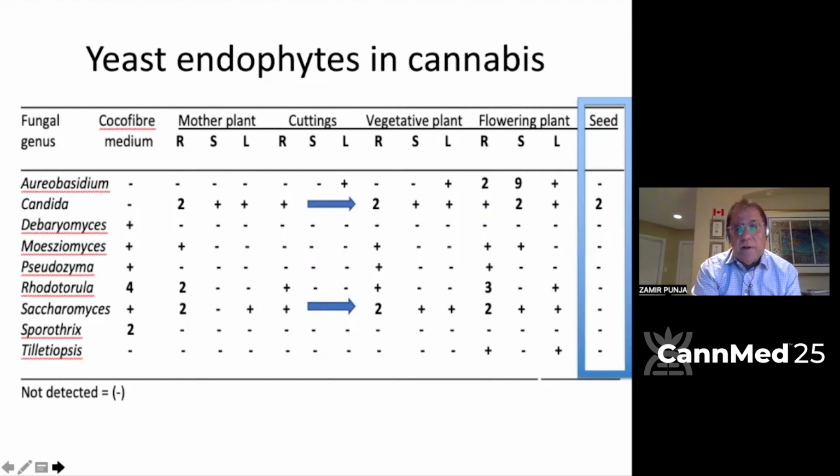And similarly for yeast, not a whole lot of yeast species were present. Candida was the most prevalent. And again, it was found all the way across, starting from mother plants, cuttings, and all the way to flowering plants. And then Saccharomyces, which is a very common yeast, was also present in these samples. So much less frequency of yeasts compared to fungi.